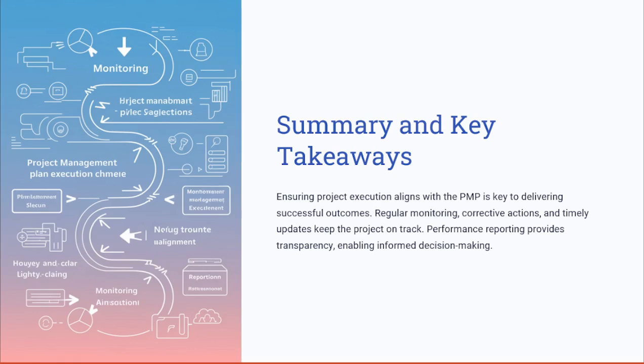To summarize our session, ensuring the project execution aligns with the project management plan is key to delivering successful outcomes. Regular monitoring, corrective actions, preventive actions, and timely updates keep the project on track. Performance reporting provides transparency, enabling the stakeholders to make informed decisions and increasing trust. By implementing these strategies, project managers ensure the project remains aligned with the business objectives, meets the stakeholder expectations, and achieves the desired outcomes.